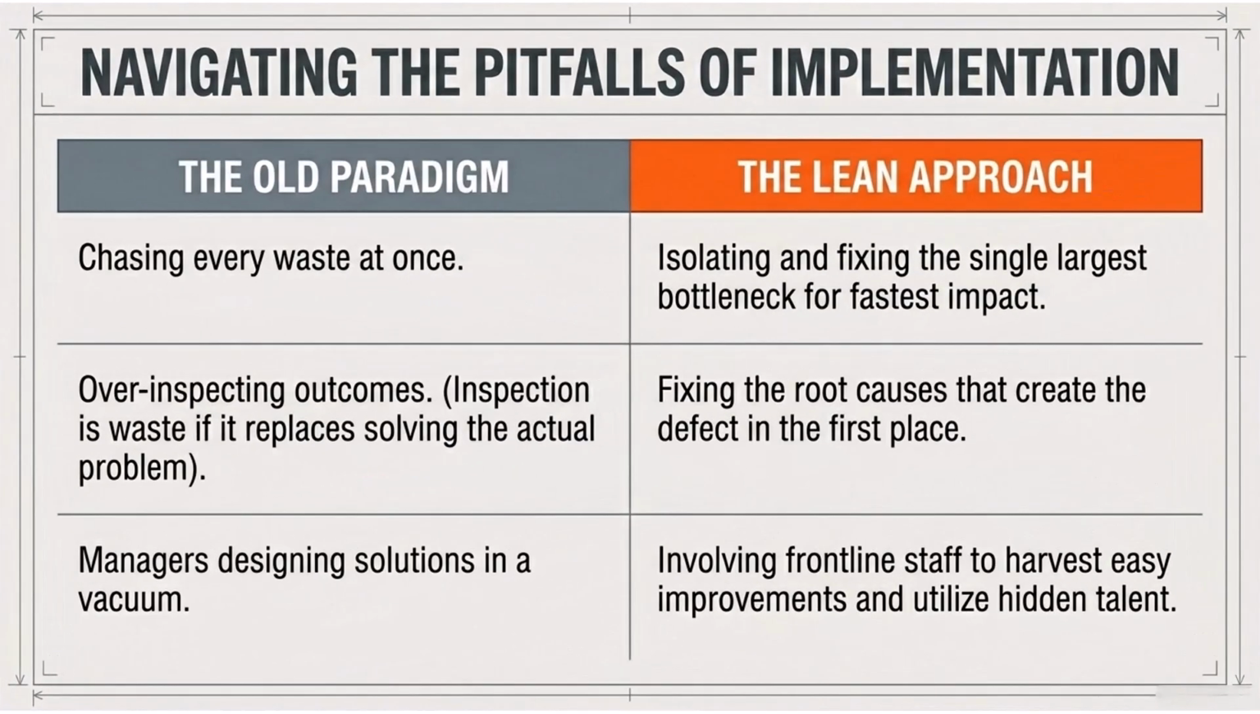So to make this efficient, you have to have a very specific approach to doing this type of work. The old way used to be to try and chase everything around at once and fix it all at once. Only managers would get involved in the particular process, and then you'd be over-inspecting the outcomes and trying to put in additional quality checks. What we're trying to do is get to the biggest issues first. We're trying to find the root causes of those issues so that we can get rid of those defects altogether. And then we're involving the right people, frontline staff, etc., in that particular process to make sure we have the right level of knowledge to make those fixes.